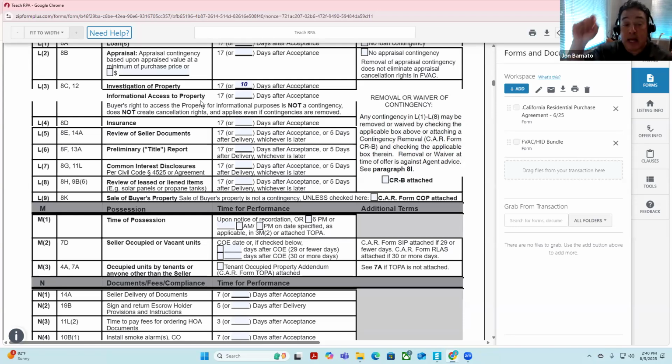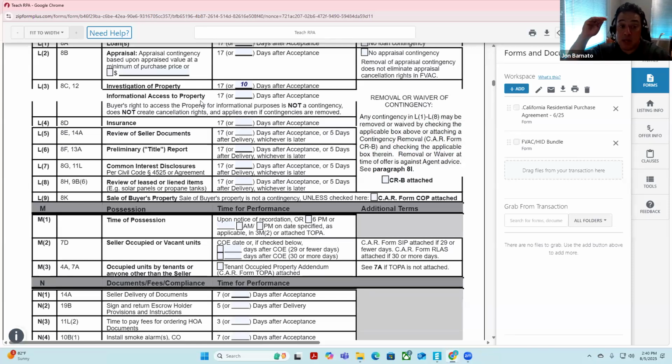The buyer still has the right to access the property up to 17 days, just not for contingency reasons. They can access for like, I want to be able to measure if my couch will fit. I want to see if my TV will fit. I want to look at the carpet to see if I want to replace carpet. They can do those things, informational access to the property, but it's not a cancellation. It's not a contingency. Does that make sense?